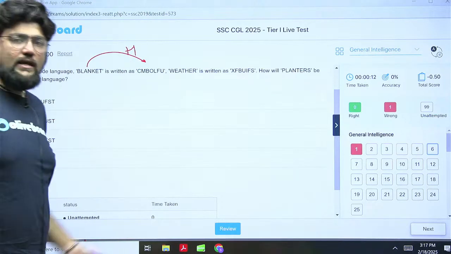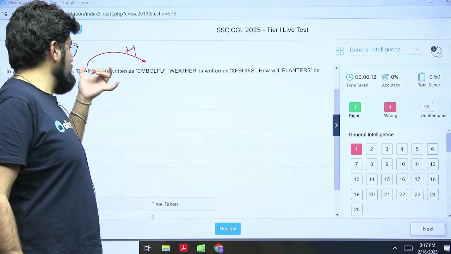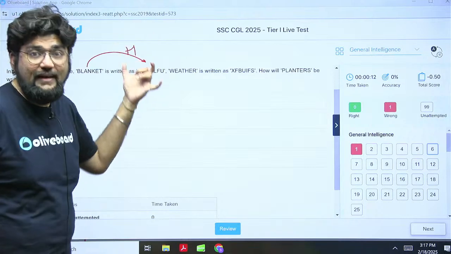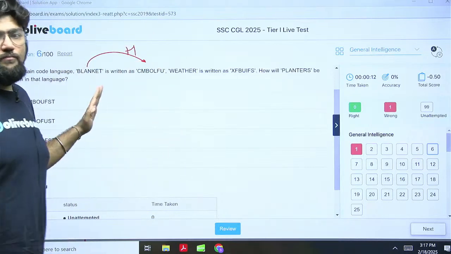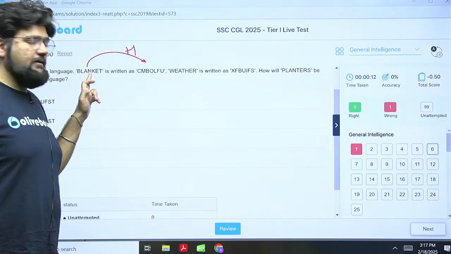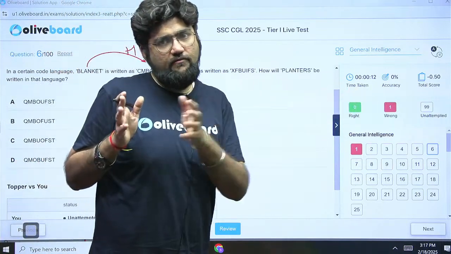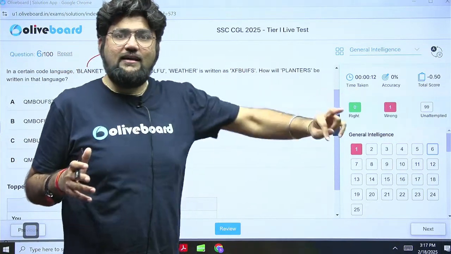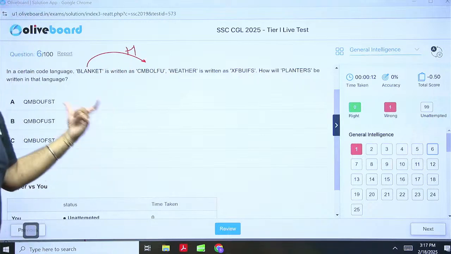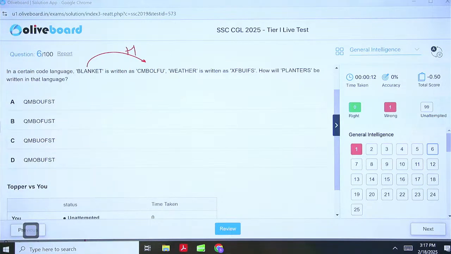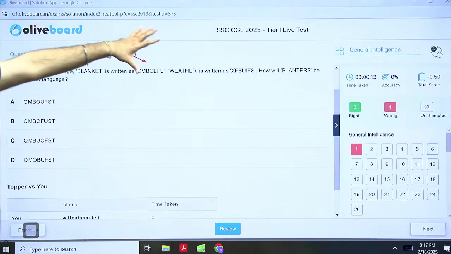Always remember, in coding based questions or analogy based questions, check the first word completely. Don't leave this midway, because sometimes, in a 6 letter or an 8 letter word, the first 6 letters are coded in the same way, and the last 2 letters become different. So check it till the end. The checking part should be done thoroughly. Now the application part can be quick.